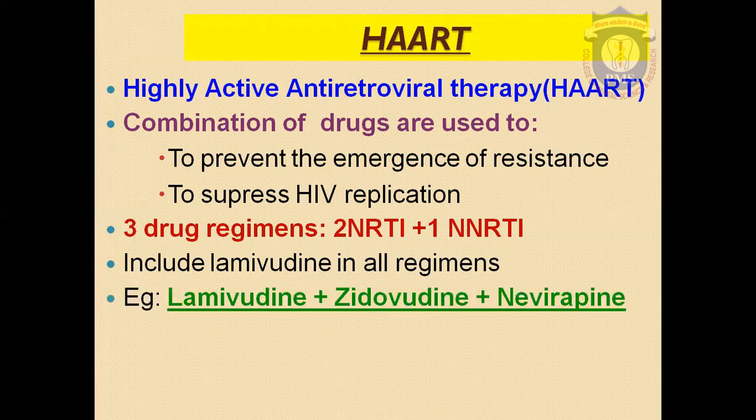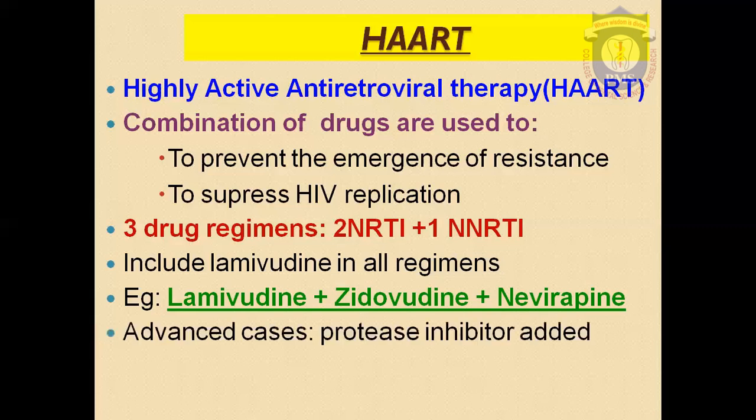Example, lamivudine along with zidovudine plus nevirapine. Here, lamivudine and zidovudine are NRTIs, and nevirapine is the non-nucleoside reverse transcriptase inhibitor. In advanced cases, we can also add a protease inhibitor along with this combination, and the patient requires lifelong therapy.